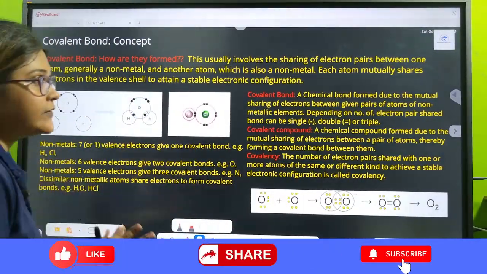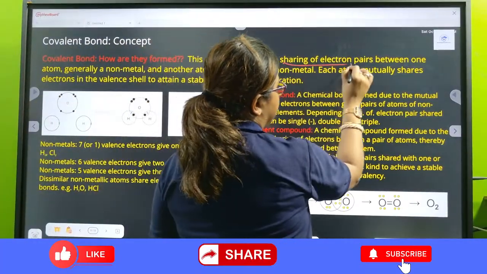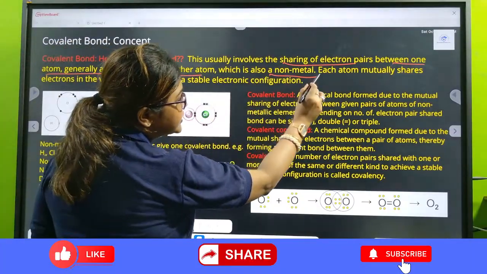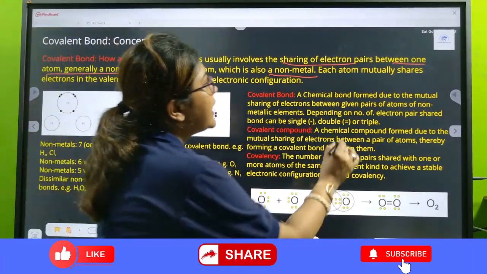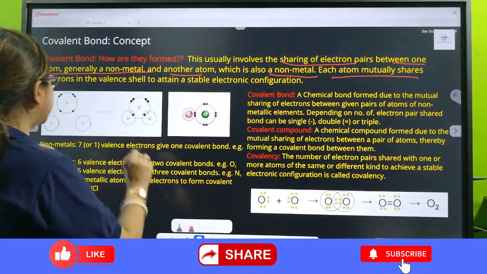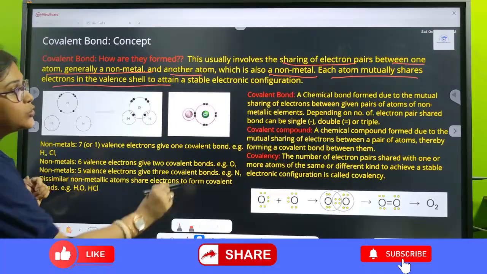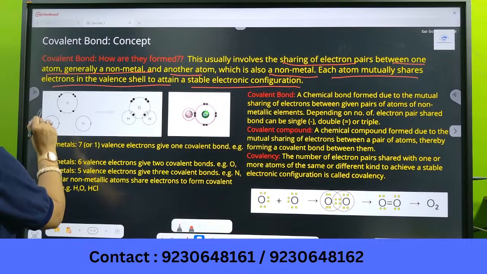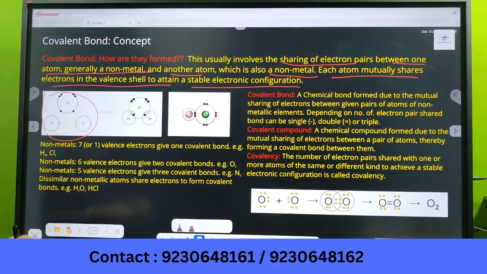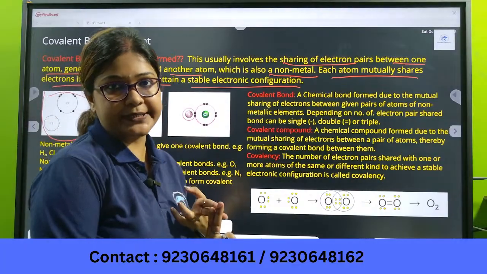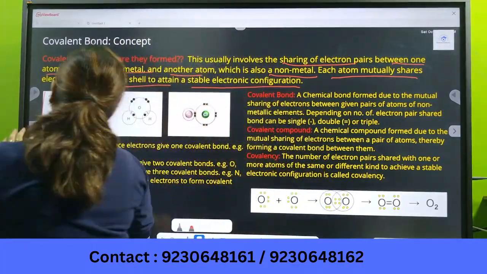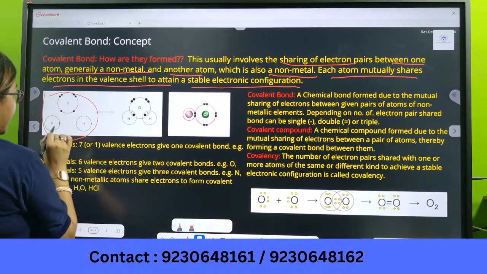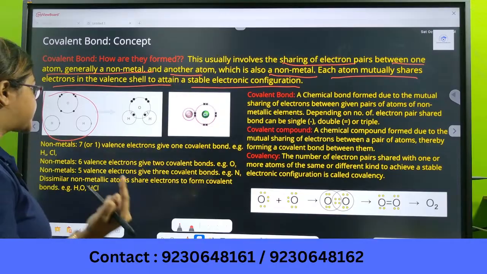So this usually involves the sharing of the electron pairs between one atom which is a non-metal and another atom which is also a non-metal. Here the atoms mutually share their electrons in the valence shell to attain a stable electronic configuration. As you see here, water. What happens? You have 2 hydrogen atoms and 1 oxygen atom, right? Oxygen has 6 electrons in its outermost shell, and hydrogen has 1 electron in its outermost shell.